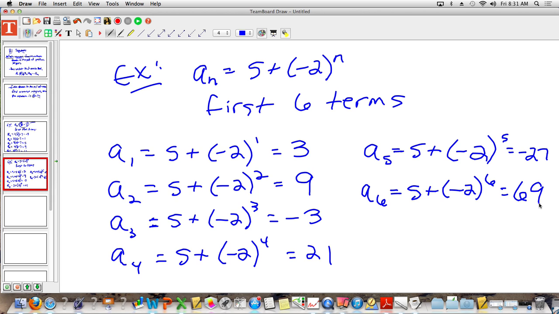Did anybody in here type the rule into the calculator? And did you get these numbers? Okay. So obviously a lot easier than doing mental math. But I did want to talk to you guys about putting these negative numbers to different powers. If the power is odd, you're going to get a negative number. If the power is even, you're going to get a positive number. All right.